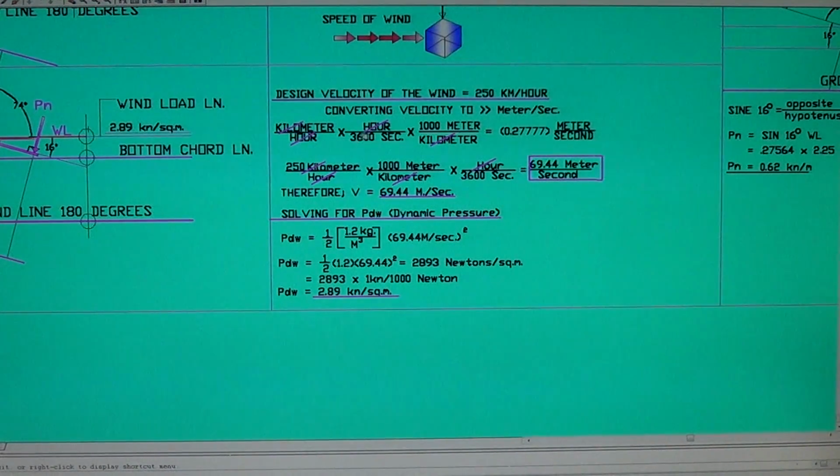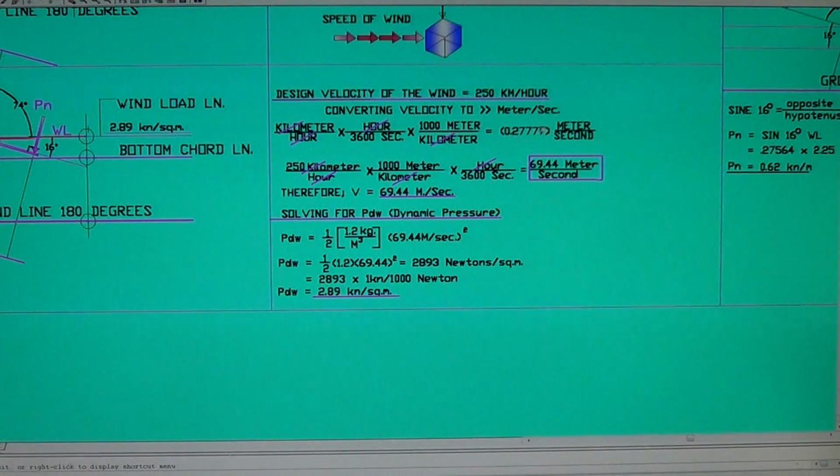Kilometers per hour multiplied by hour over 3,600 seconds, since in 1 hour there are 3,600 seconds, and multiplied again by 1,000 meters, since in 1 kilometer there are 1,000 meters. The kilometer cancels, the hour cancels, and what you are left with is 1,000 meters over 3,600 seconds, so it is meters per second. So 1,000 divided by 3,600 gives you this factor here.